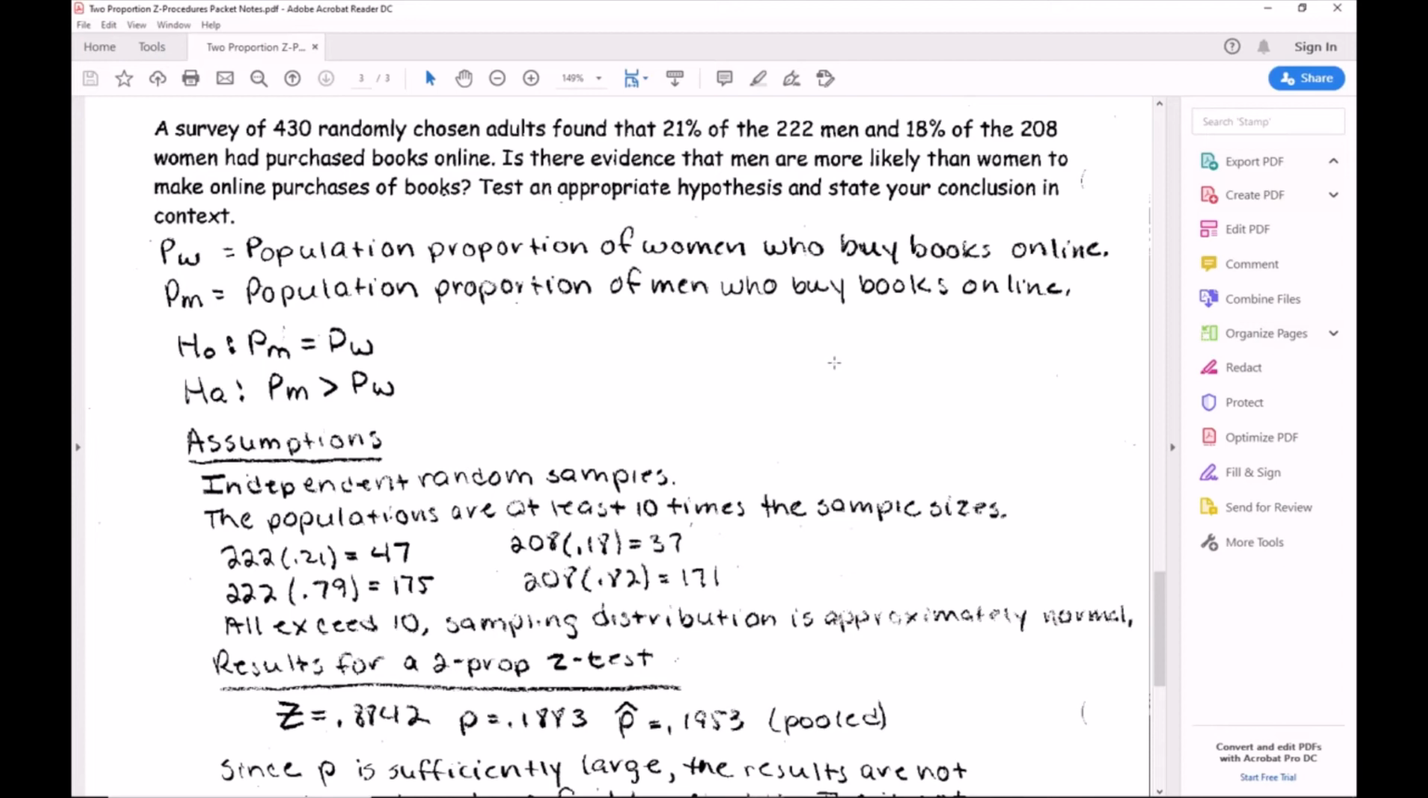If you opt not to do it and you still feel like you need a reference point, then keep 0.05 in your head. That way, when we get a p-value, you can make a mental comparison and then maybe decide whether you want to reject or not. So define both populations, pretty easy. PW, population proportion of women who buy books online. PM is population proportion of men who buy books online. And they're either the same or men purchase at a higher rate than women do. They're more likely than women to make online purchases of books.